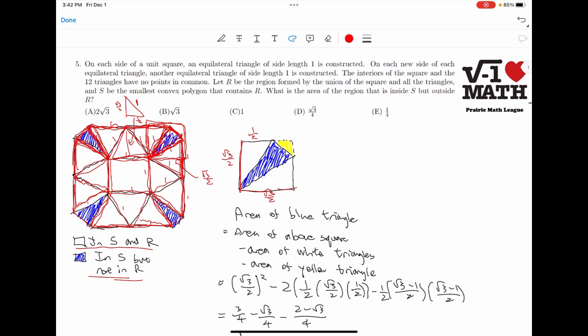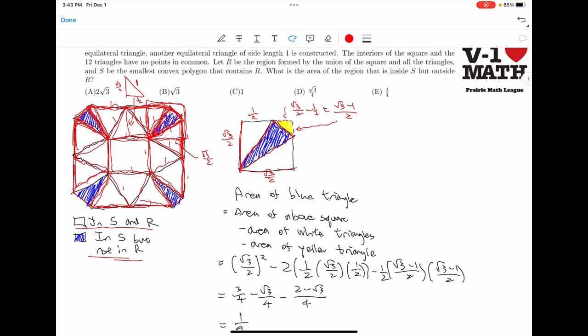Now, we're going to try to find the area of this one blue triangle. To do that, we also find this length, which we find to be square root of 3 over 2 minus 1 over 2, or square root of 3 minus 1 over 2. And this is also equal to this. Now, the area of the blue triangle here is equal to the area of the entire square here, minus the area of the two white triangles, and then minus the area of the yellow triangle.